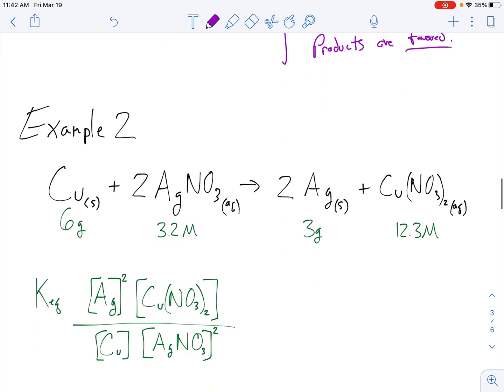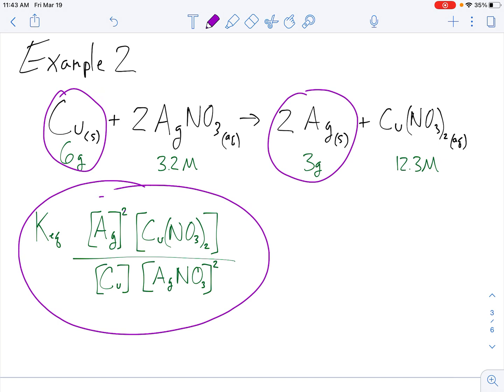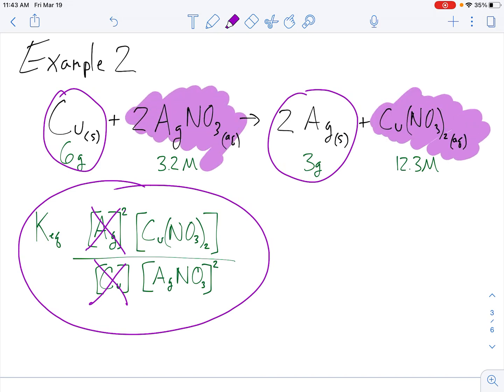Neat. Next, example 2. Now I've listed out the KEQ expression here. Why don't you guys take a look at it and see if it makes sense? Probably would need to pause here, but I'm going to continue on. It doesn't make sense because I have solids in my expression. That cannot happen. They don't have concentrations. Those should be removed from my KEQ expression. They should not belong there. I should really just have my copper nitrate and my silver nitrate present. These other things do not belong.